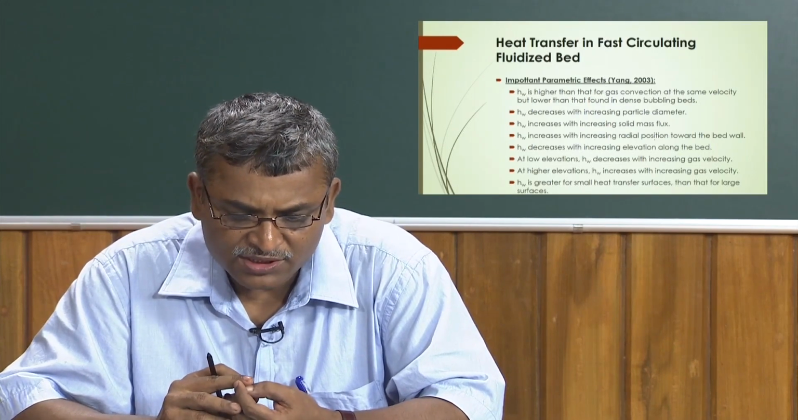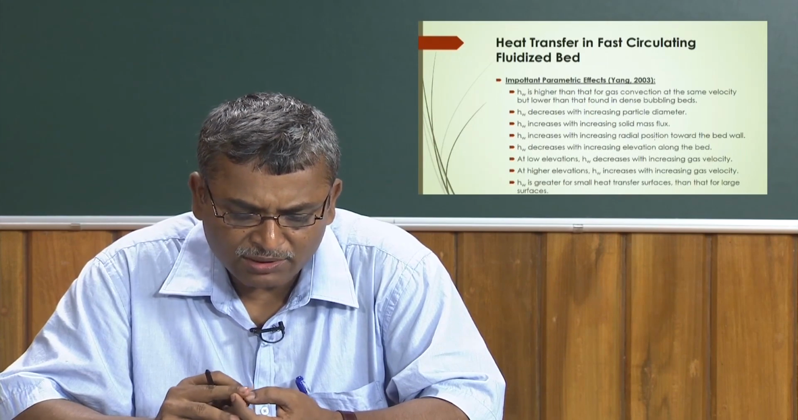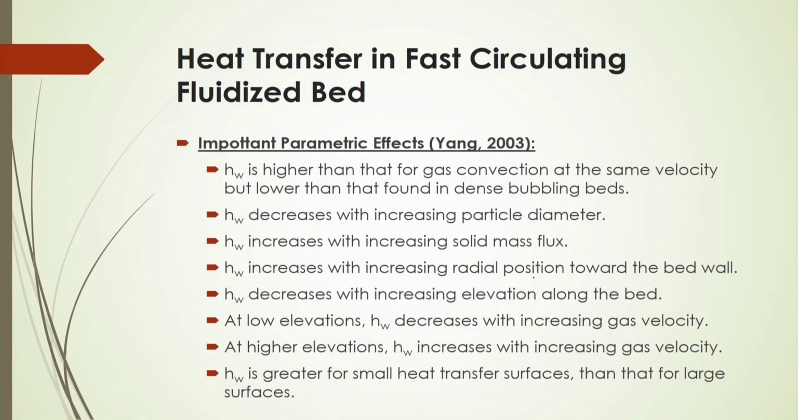Now, in the case of the fast circulating fluidized bed, some important parametric effects were observed, given by Young 2003. They reported that the wall heat transfer coefficient will be higher than that for gas convection at the same velocity, but lower than that found in a dense bubbling fluidized bed. In a fast circulating fluidized bed, the wall heat transfer coefficient decreases with increasing particle diameter, increases with increasing solid mass flux, increases with increasing radial position towards the bed wall, and decreases with increasing elevation along the bed.